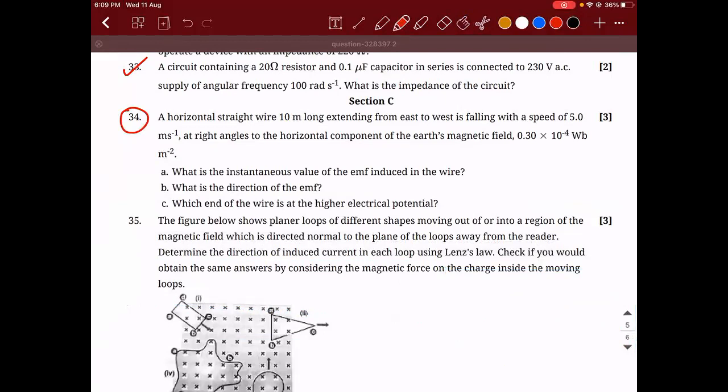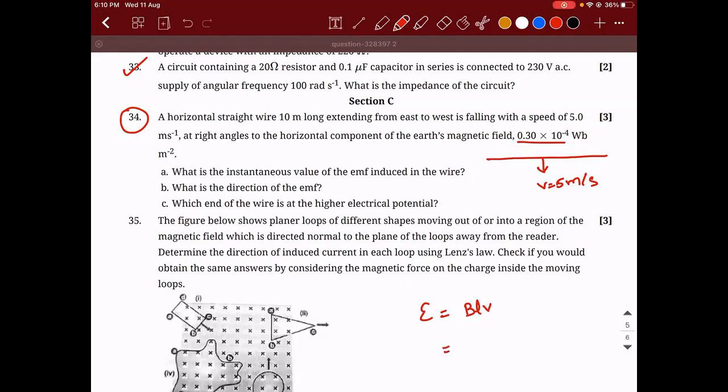So there is a horizontal straight wire which is 10 meter long, extending from east to west and falling with a speed of 5 meters per second. So V is equal to 5 meter per second at right angles to the horizontal component of the Earth's magnetic field of this much value. What is the instantaneous value of the induced EMF? Here the EMF is getting induced due to the motion of the conductor. So what is the name of this EMF? It is motional EMF, which is given by the formula B into L into V.